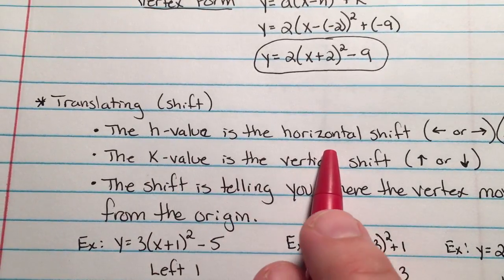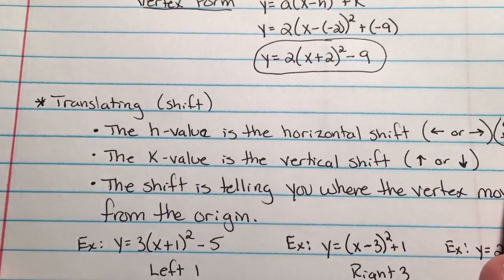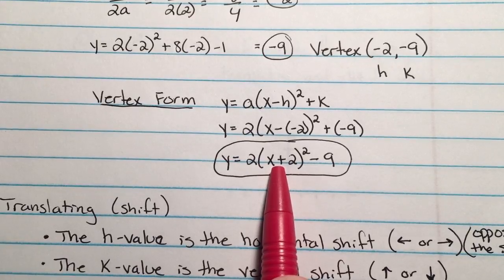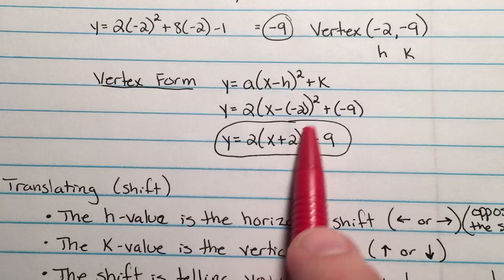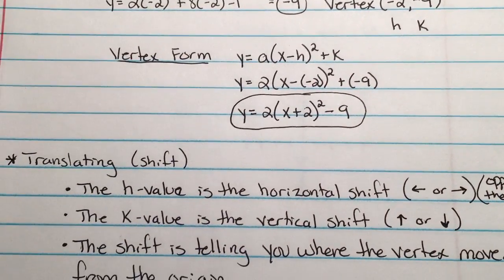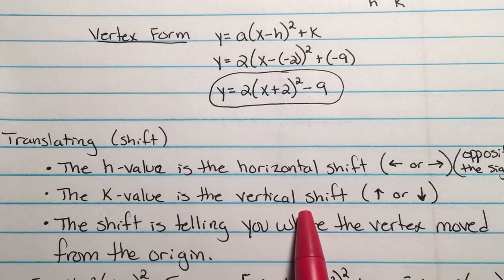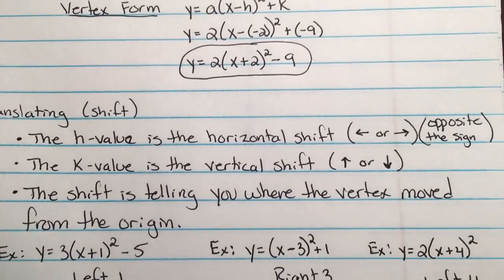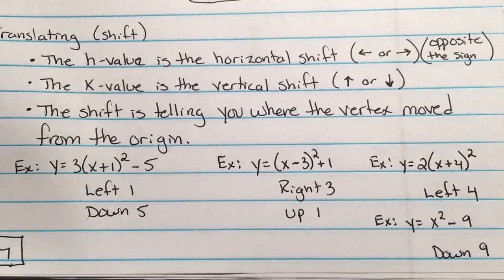The h value represents your horizontal shift left to right, but you remember you're going opposite the sign, because when you plugged in that h value, it ends up with the opposite sign. So we've got to realize, oh, okay, well, if it says +2, it really meant left 2. The k value doesn't do that. The k value goes the correct direction that it says. Okay, so the k value is the vertical shift, up or down. And as I said, the shift is telling you where it's going to move from the origin.